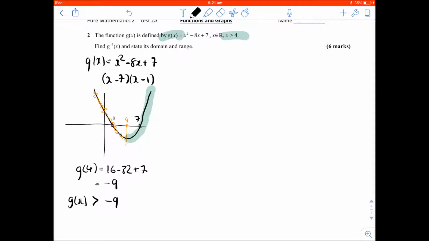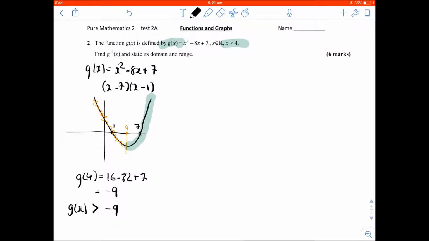In order to find the inverse, what we do is we put our original function equal to y, and then we rearrange to make x the subject. So y is equal to x squared minus 8x add 7. Now with the quadratic, it can be quite tough to see how we're going to rearrange it because we've got too many x parts in there. But all you have to do is complete the square. So y is equal to x minus 4, all squared, take away 16, add 7.